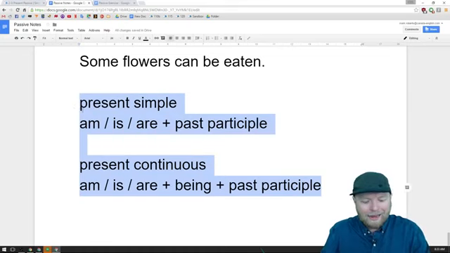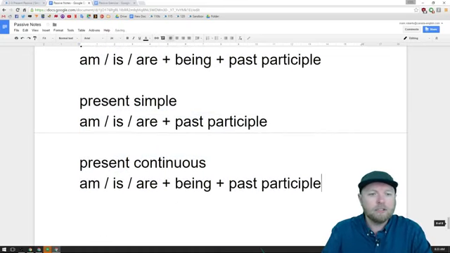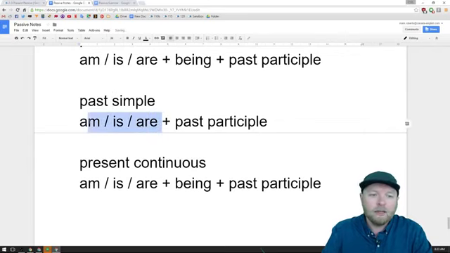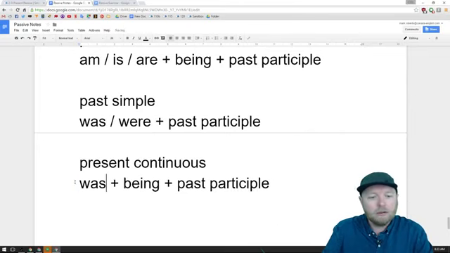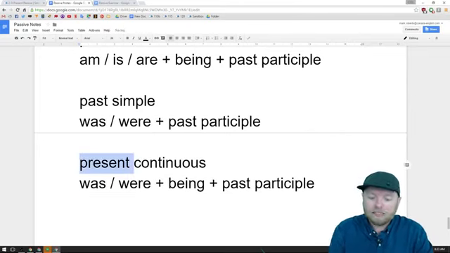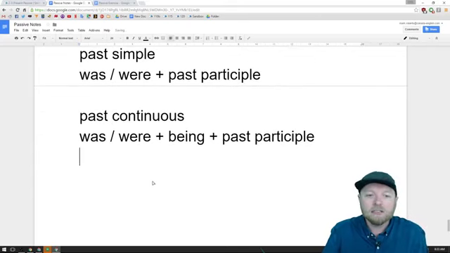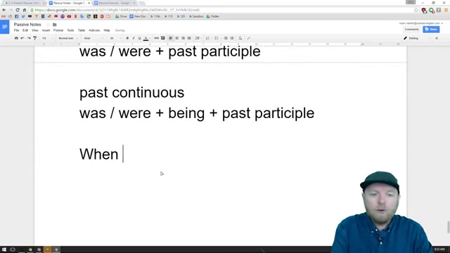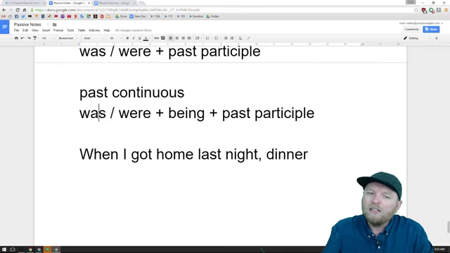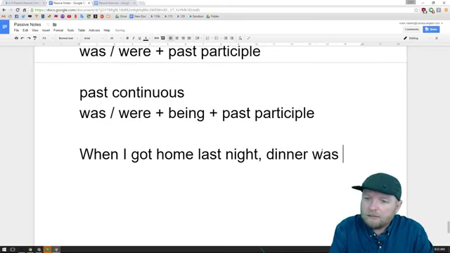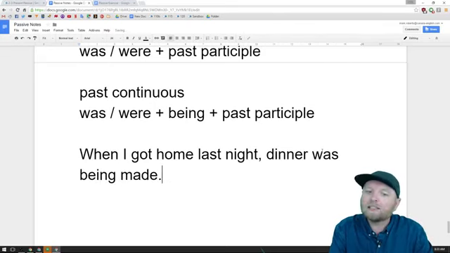What about past? Well, we can just do this. Past simple, what do we say? Well, was or were. What about past continuous? Well, we say was or were plus being plus a past participle. Okay, example, when I got home last night, my wife was making dinner. So dinner was or were. Okay, well, dinner was being made, past participle.